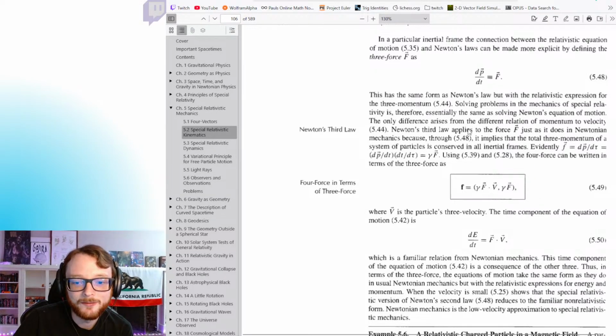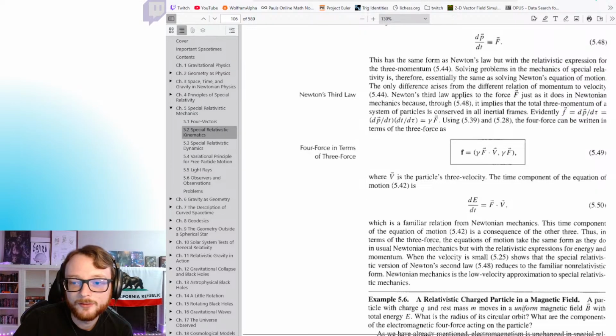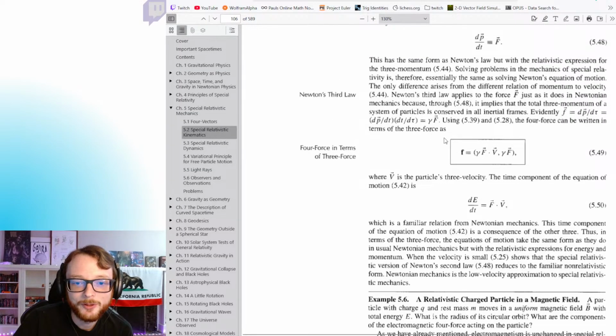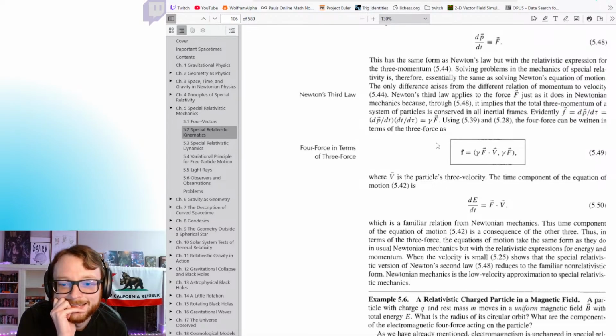But yeah, then things got weird. This is really where it got ugly. 5.49, I had lost any idea of what was really happening when I looked at 5.49. I don't think I ever figured out how they got that F dot V for the time component. No, me either. A 4 force in terms of a 3 force.